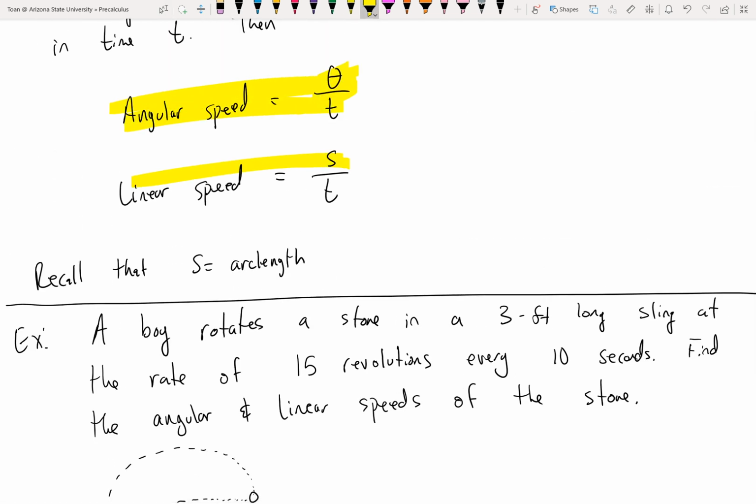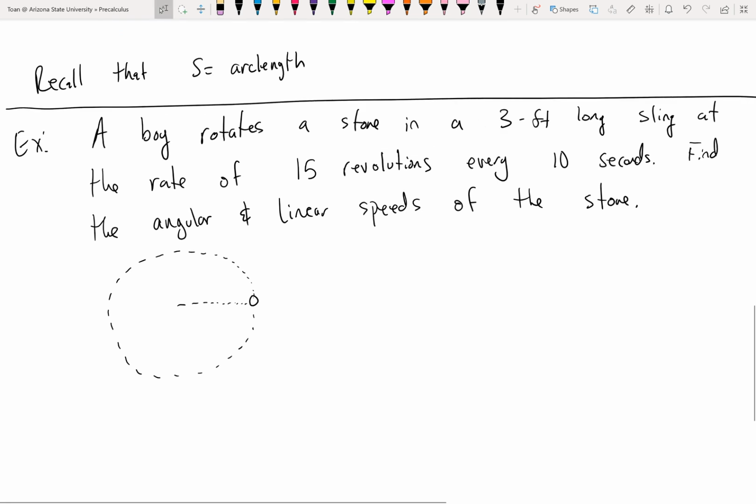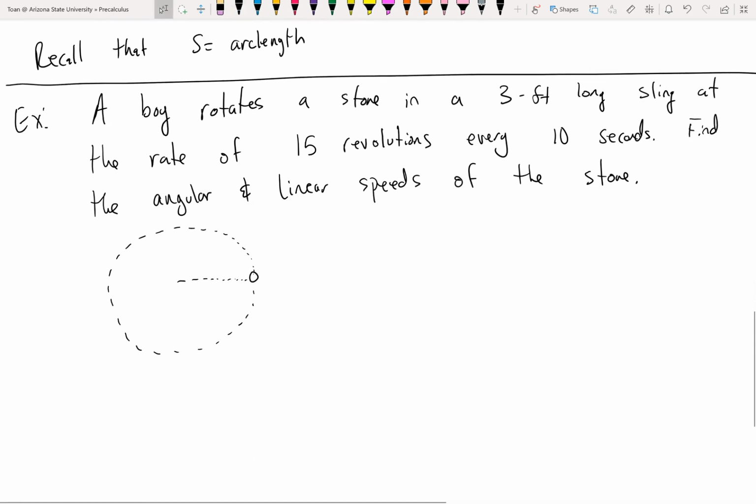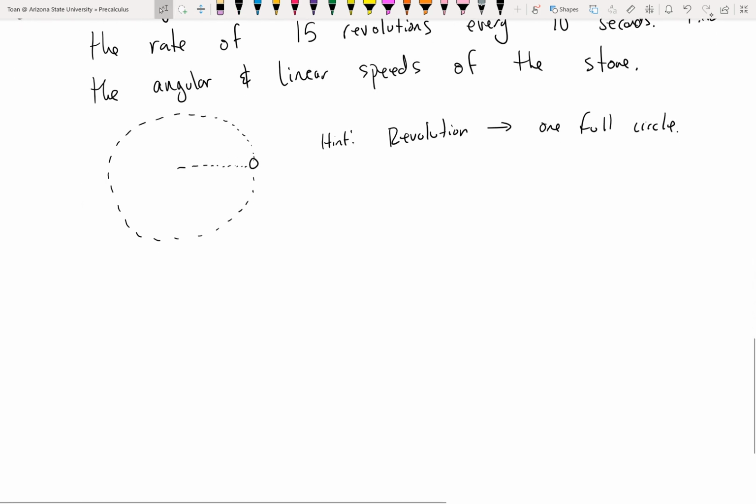But let's tackle this logically, because I think if you understand the logic, then the formulas will naturally come from it. Before we begin, I do want to provide a little hint or a note. The word revolution means one full circle. Okay. So let's tackle this logically.